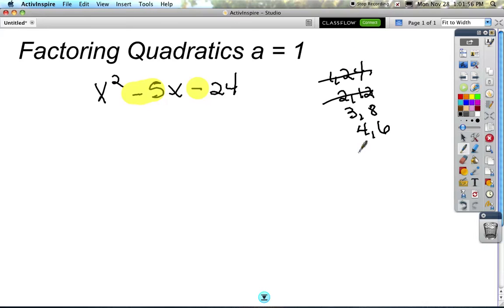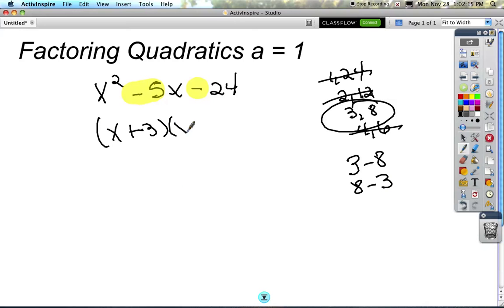That would give me a 10. That would give me a 2. So the only thing that I can subtract to get a 5 is 3 and 8. But I want a negative 5. So is it going to be 3 minus 8 or 8 minus 3? 3 minus 8. So x plus 3, x minus 8. How are we doing? Where are our questions? Okay.